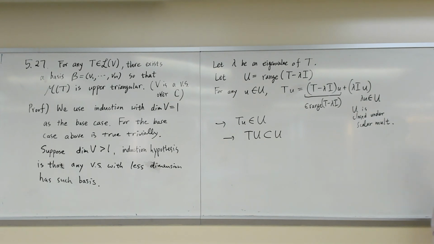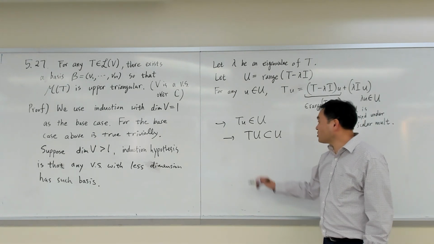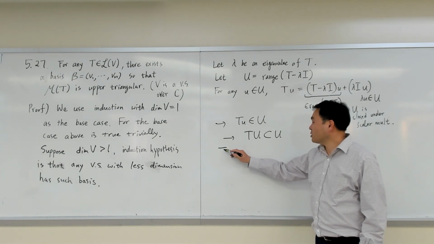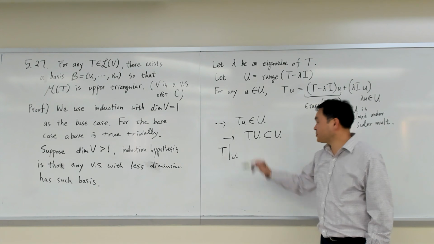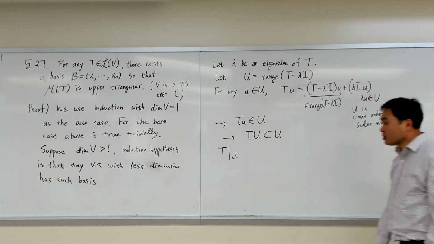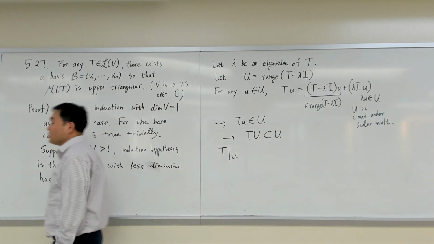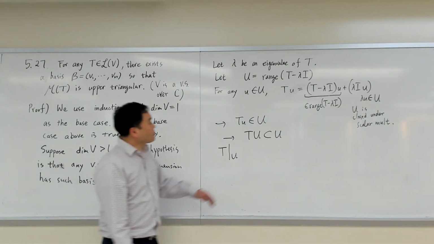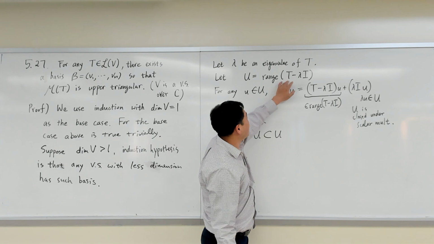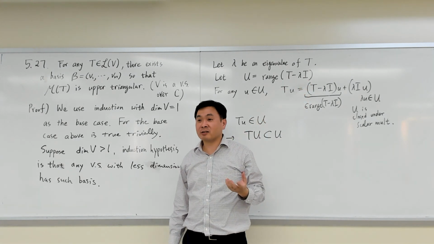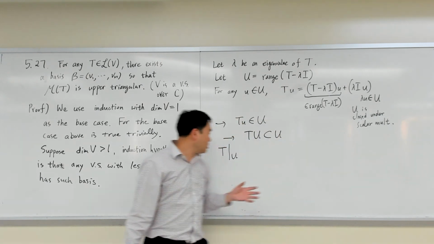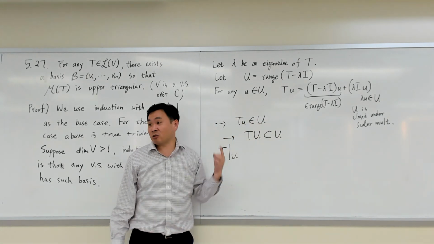Now, why do we want this? We want this because we can restrict T to U. Okay, so I can talk about that. But then, notice that because lambda is an eigenvalue, we know that T minus lambda I is not surjective, right? Since it's not surjective, the range is not all of V. So U has a smaller dimension than V, okay?